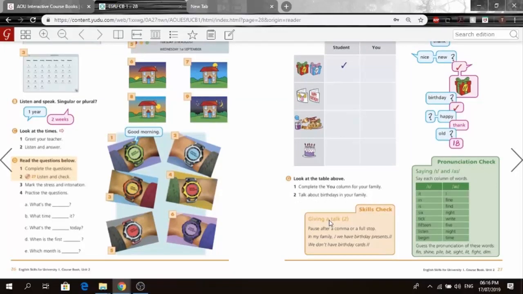So, giving a talk. Pause after a comma or a full stop. Let me break this down for a second. You know when you start a sentence and you see a comma, don't panic, okay?